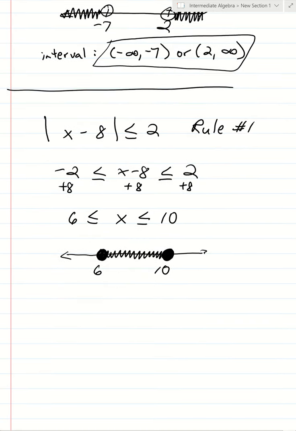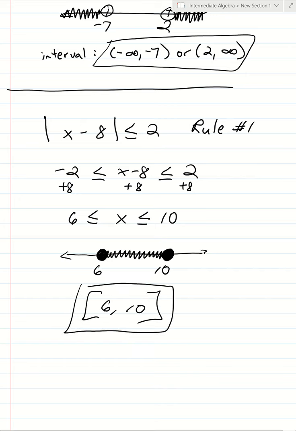Our interval notation, you may recall, goes from 6, the smaller, to 10, the larger quantity. Both 6 and 10, remember, are included in our solution, so we use that different symbol, the bracket. And that would be your solution to that absolute value inequality.